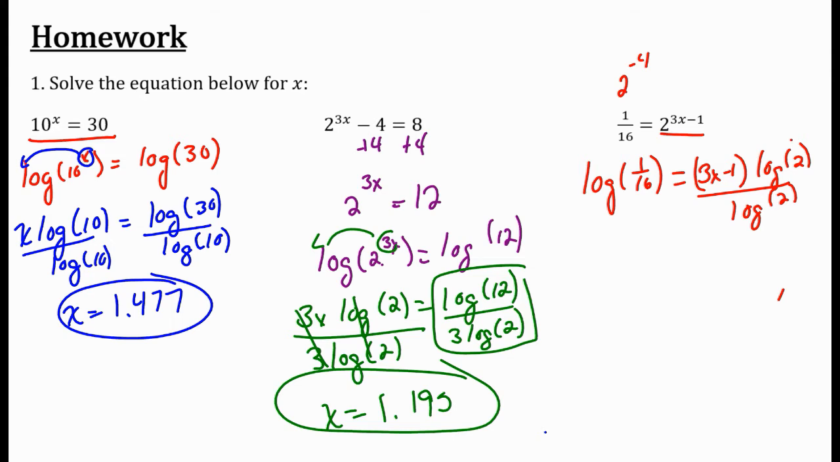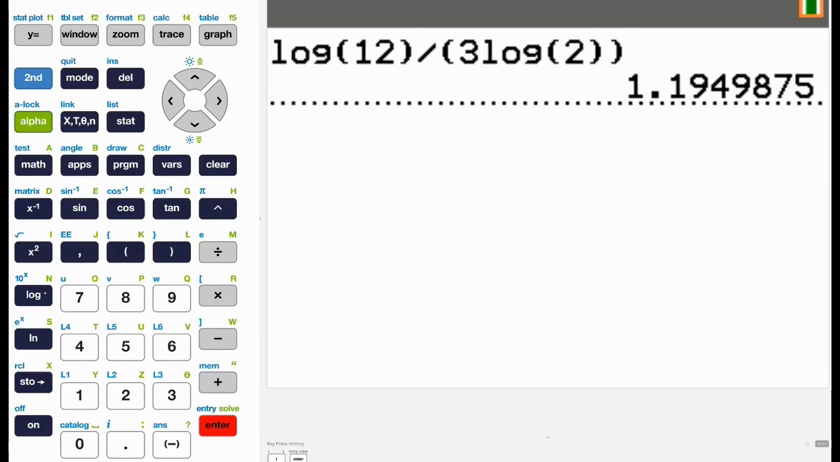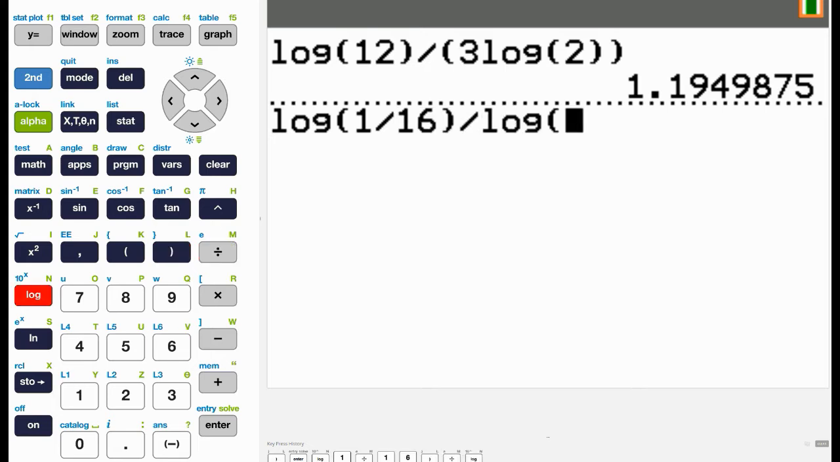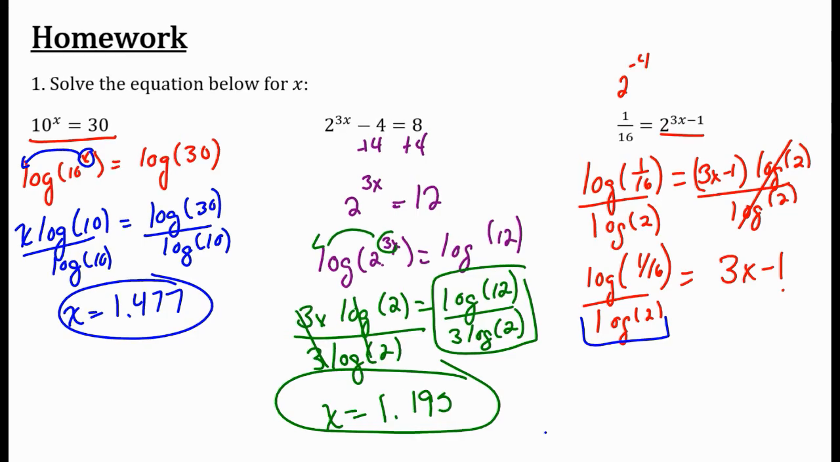Divide by log 2. So we have log of 1/16 over log 2 equals 3x minus 1. So let's figure out what this number is, add 1 to it, and then divide by 3. Because how do I get x by itself? I add 1, divide by 3. So let's do log of 1/16 divided by log 2. Could have used the natural log here too. If I use the natural log for both, that would be fine. Negative 4 plus 1 divided by 3.